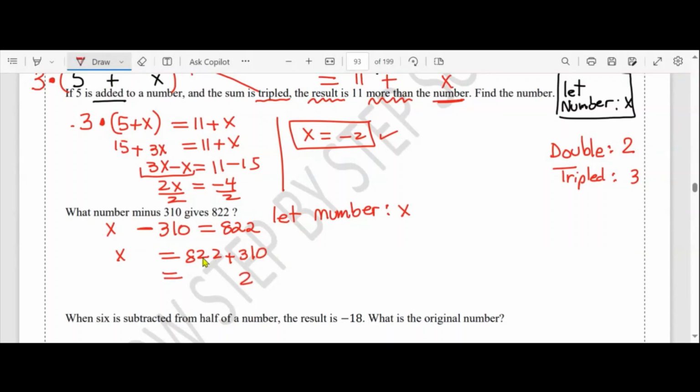Plus x equals 1,132. Yes, 1,000? 1,100. Right, 1,132. Okay. So please check at the bottom of the page. Okay. Let's go to the next one.